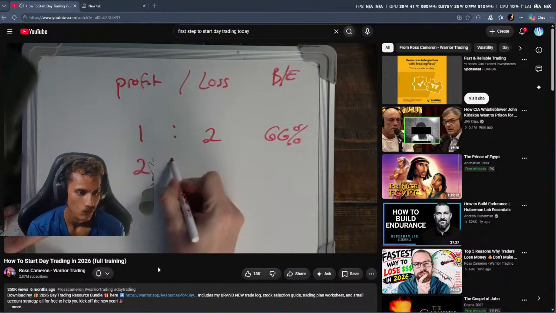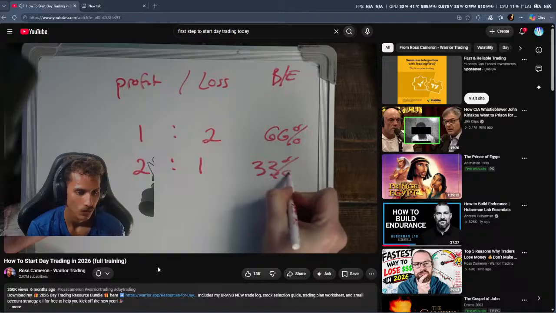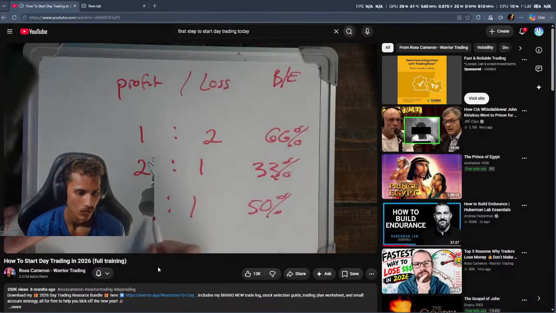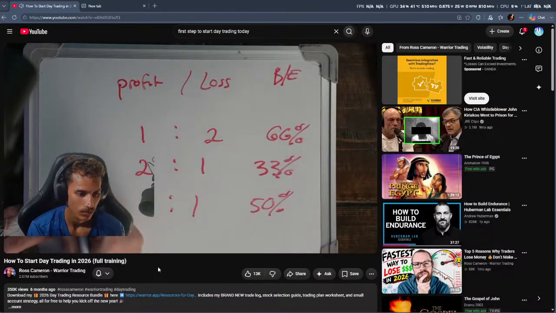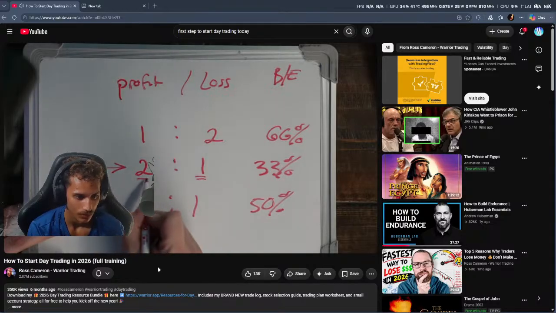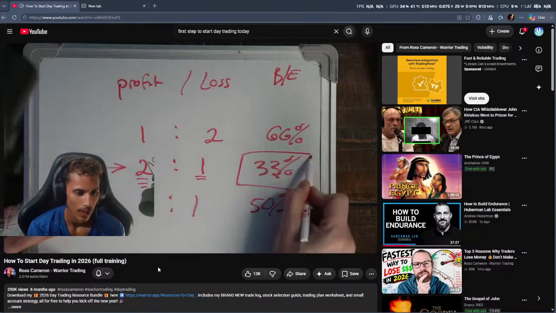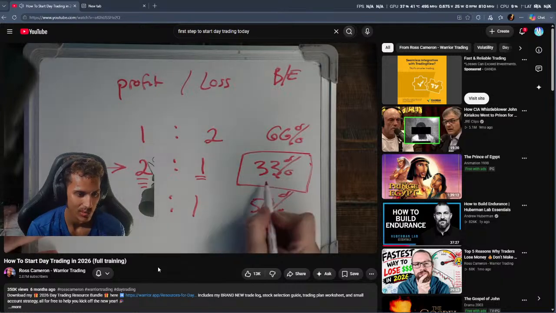On the other hand, if you make $2 when you're only risking $1, you only need to be right 33% of the time. Now, naturally, 1 to 1 is 50%, right? So if you risk $1 to make $1, you only got to be right 50% of the time. But I'm going to encourage you to focus on this area here, where you risk $1 to make $2, because you only need to be right 33% of the time to break even. In other words, you're setting the bar really low.